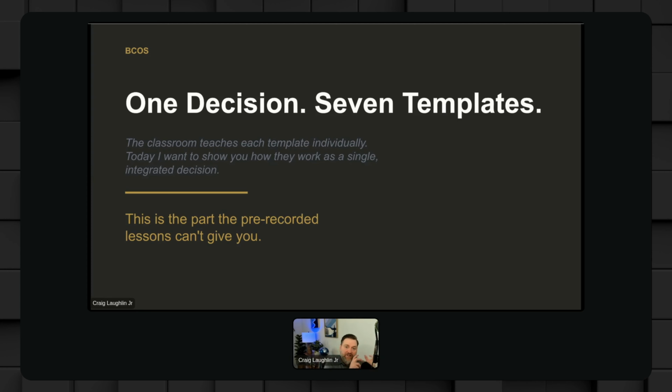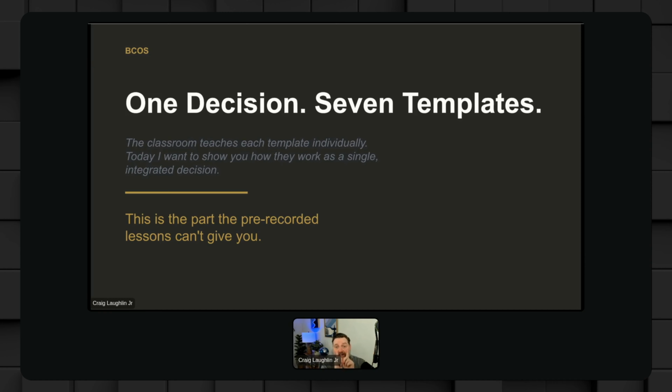The classroom teaches each template individually, and that's on purpose. Template 1.1, here's how it works. Template 1.2, here's how it works. And that's necessary because each one has its own logic, its own thinking prompts, its own quality checks. So it needs to be built out that way. But what the classroom doesn't show you is how all 7 templates function as one continuous decision, because that's what Industry Navigator actually is. It's not 7 separate exercises.